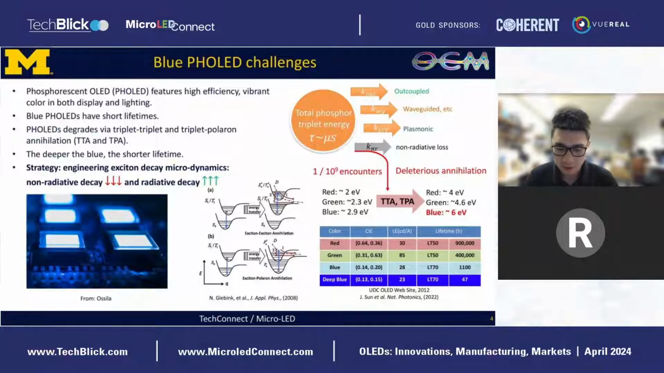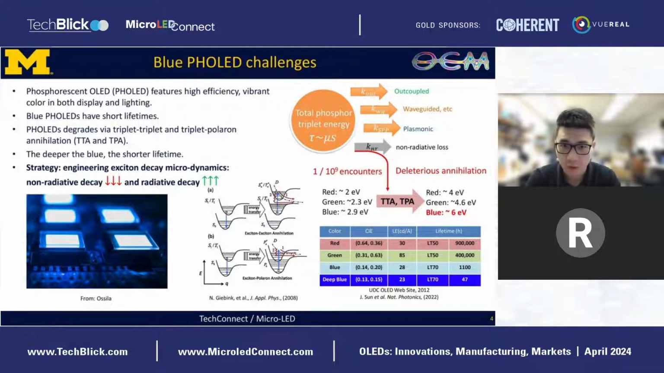This is very dangerous because the blue exciton has an energy of around 3 eV. This can stack up to 6 eV via the triplet annihilation and triplet polaron annihilation. And 6 eV is well enough to kill the molecules and break them into fragments. And this causes the intrinsic degradation of blue PHOLEDs, also a source of inefficiencies in blue PHOLEDs.